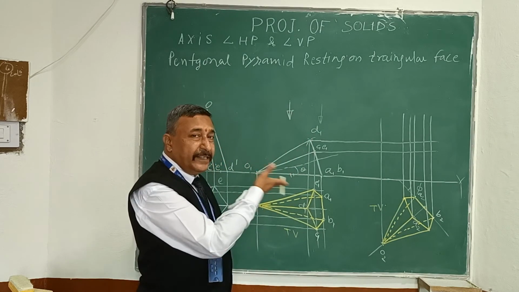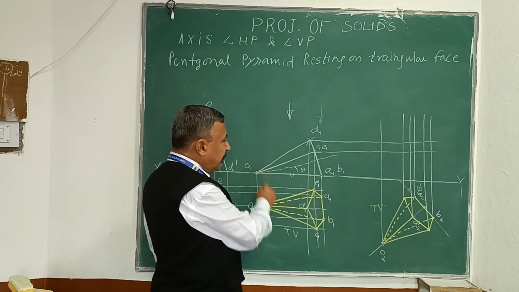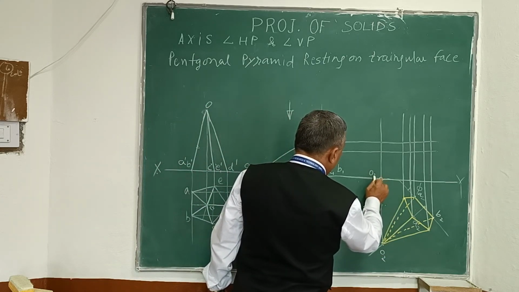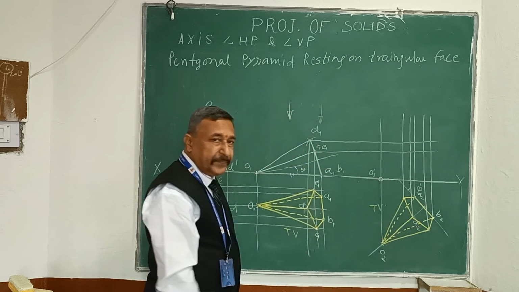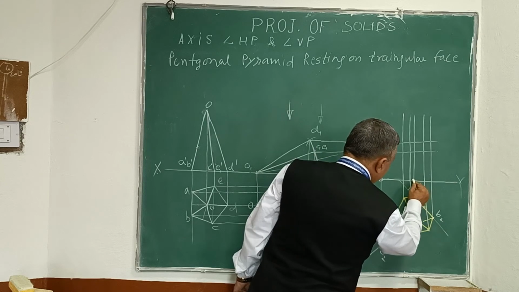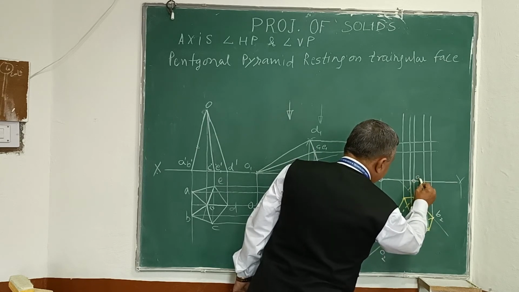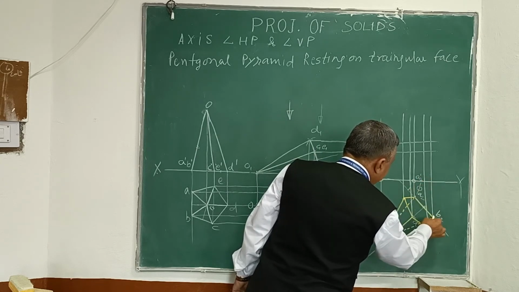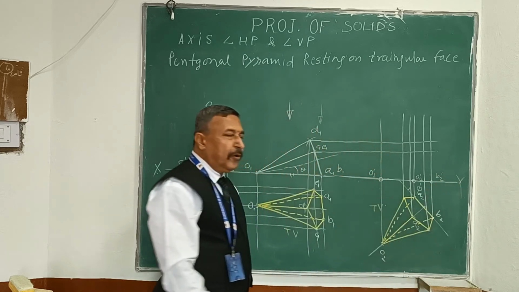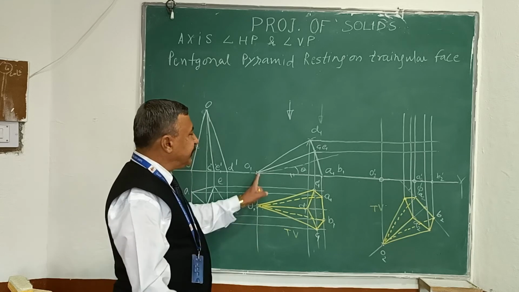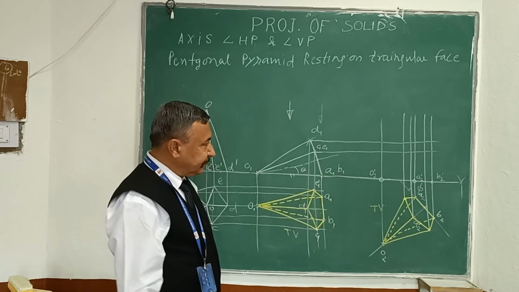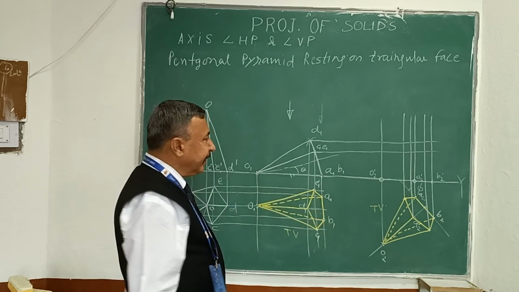Now we can easily take the intersection points. This is O, this is O. So this gives you point O2 dash. This is AB, and this is AB. So this point is A2 dash and this point is B2 dash. Means O, A and B, these three points you will get on XY. So we already get them on XY.